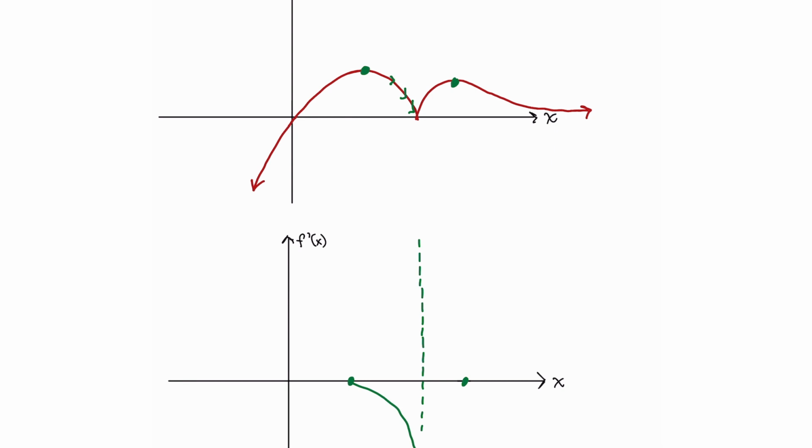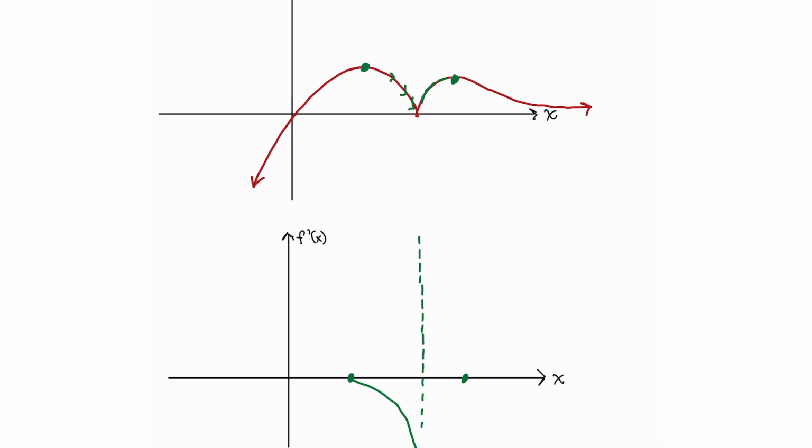Now, what's happening between the cusp and the other horizontal tangent? Notice that if you start at the horizontal tangent, the slope is 0, and then these slopes are positive, but getting much more positive and much more sharp as you get closer to the asymptote. That suggests that the derivative graph is going to look like this.